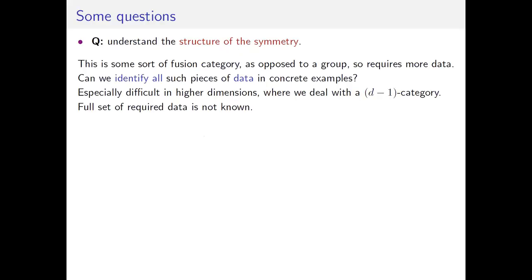Okay, so now I would like to present some questions that for me are natural and that I will try to address in this talk. One question is, can we understand the structure of the symmetry? As I described, this should be some sort of fusion category as opposed to a group, so it requires more data than just a group. In particular, given a concrete example, can we identify all the pieces of data that specify this fusion category? As I described, this is particularly difficult in higher dimensions because we are dealing with a D-1 category and the full set of required data is not known. It also depends a little bit on what definition you use for this category.